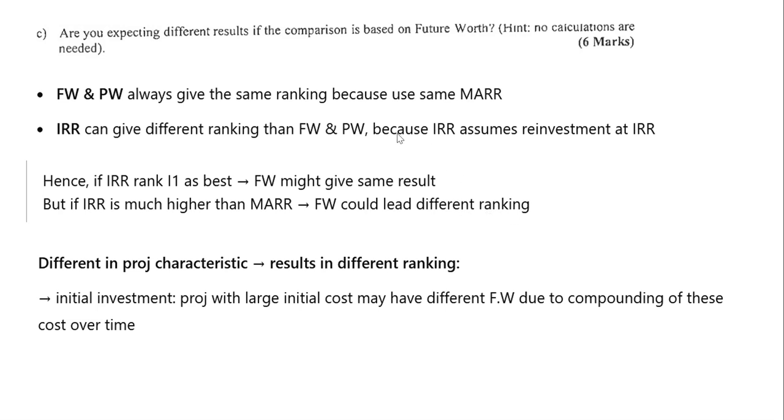But if the interest rate of return is much higher than MARR, future worth could lead to a different ranking. When you're calculating the present worth, definitely the future worth will be the same, because both of them use the minimum attractive rate of return. But when we are using the interest rate of return, we are not using the MARR. So the future worth based on IRR could be different from the present worth based on IRR. Differences in project characteristics result in different rankings. A project with a large initial cost may have a different future worth due to compounding of these costs over time.